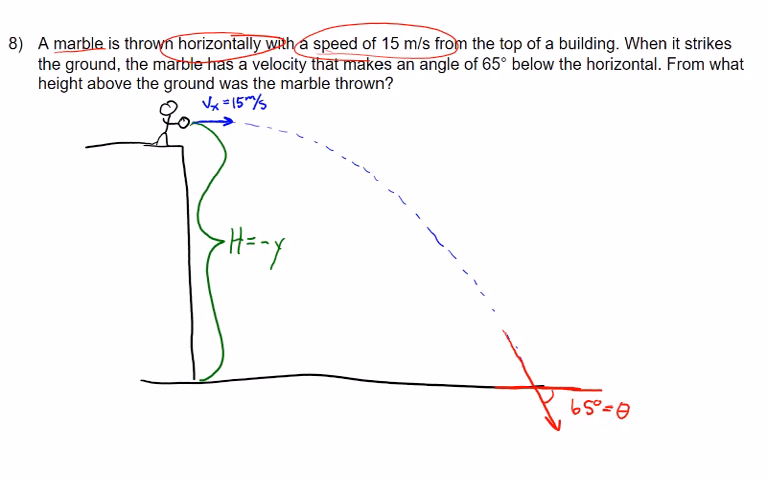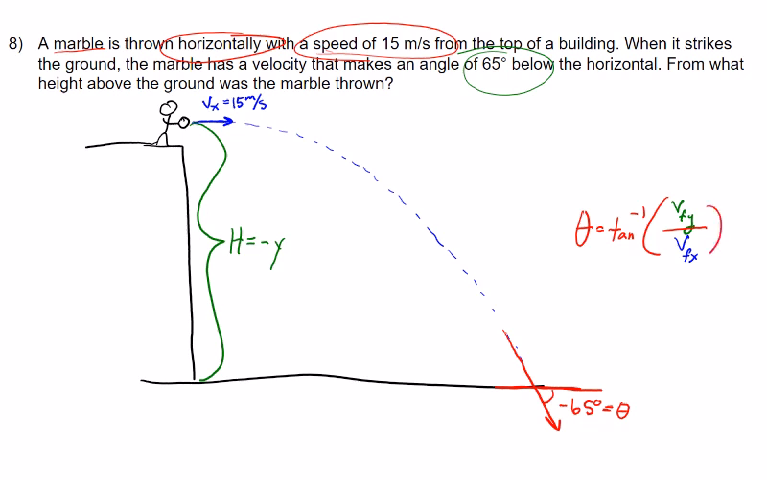The key thing that's weird about this is they give you an angle down here that it hits the ground at 65 degrees below the horizontal. So if you remember, we did this before. I actually made this negative 65. And what I have on the board is that the angle is equal to the inverse tangent of your vertical velocity over your horizontal velocity. So it's the final vertical velocity over the final horizontal velocity.